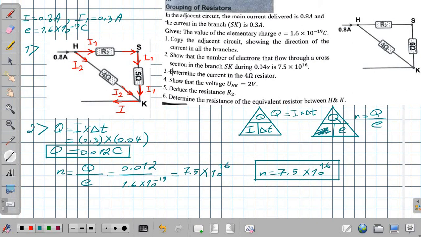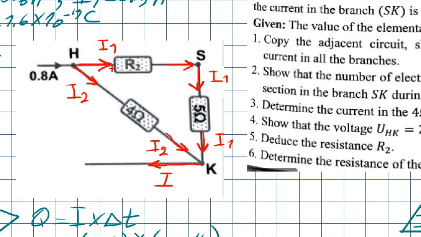Okay, let's move on to question number 3. Determine the current in the 4 ohm resistor. The current that flows through the 4 ohm resistor is I2.